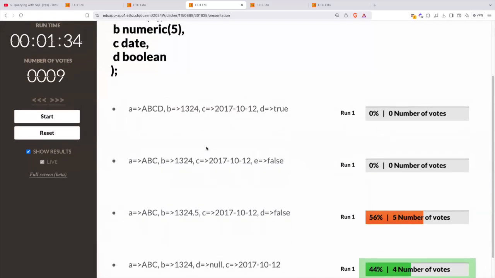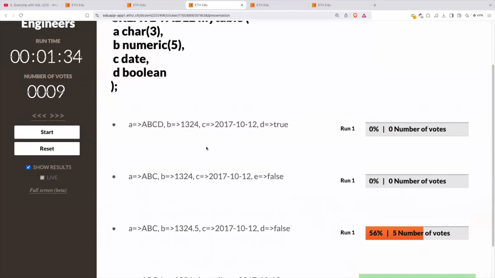So let's see why. The first one, do you see why it cannot be it? Anybody? Why can it not be the first one? Exactly, it has 4 characters, but we say char3, so it can be only 3. So that's not the first one. Why can the second one not be the correct one? Yes? E doesn't exist, so that doesn't have the support that the schema requires.